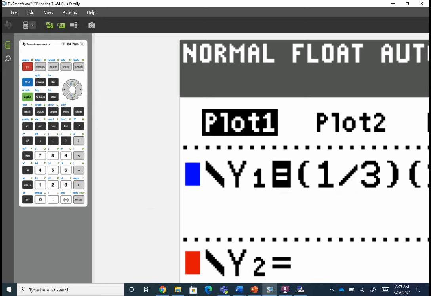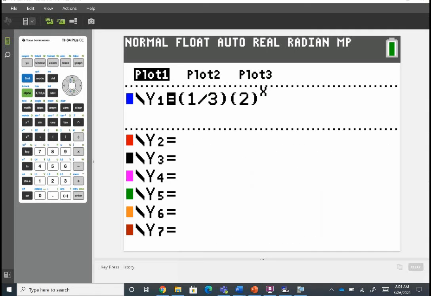Whoa. Not sure why mine's giant. Sorry, guys. I got to restart mine up here. So go ahead and hit your y equals. Mine went weird. Sorry, guys.